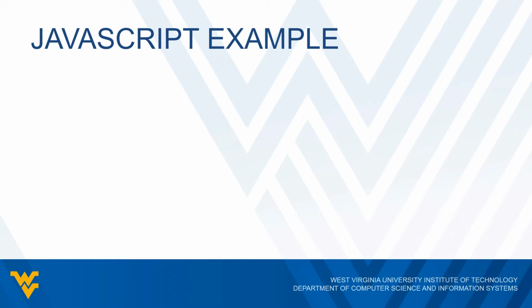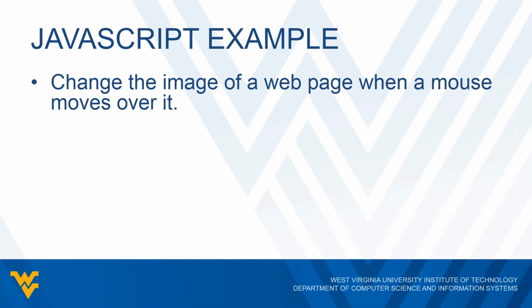We'll discuss an example of JavaScript just to show you what we can do here. Let's say we have an image on a web page and we want to change the image. Normally we can't do this, but we can do it with JavaScript. The idea is that whenever we hover our mouse over the image, we're going to change it to something else.